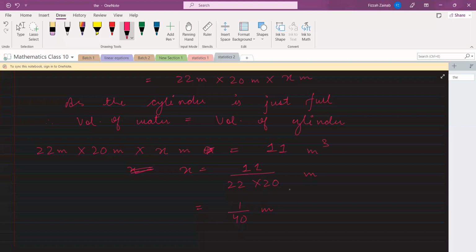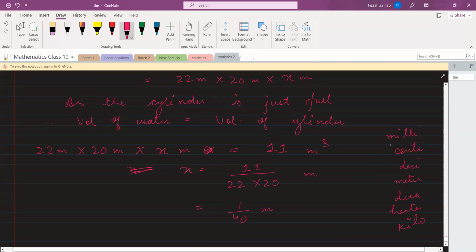Now you have to convert this into centimeter. So I think I have told you milli, centi, deci, meter, deca, hectare, kilo. Now you are going from meter to centimeter. So you are here, right? Now you want to go to centimeter. So one place, 2 place. So 2 zeros you will multiply. Understand? So 1 upon 40 into 100. Now this is in centimeter. Why are you multiplying? Because you are going towards a smaller unit. Centimeter is smaller than meter.